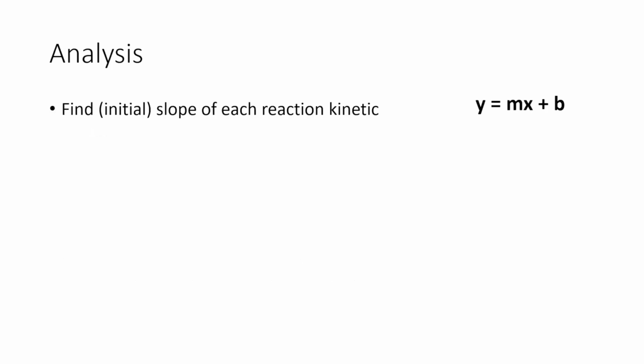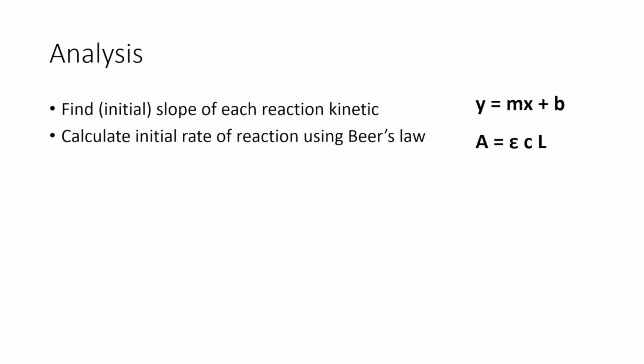So that brings us to the analysis that you're going to do after you complete this lab. So what you'll do is you'll find the slope of each reaction kinetic. For the curves that are not linear, you can just find the initial slope, that most linear portion early on in the reaction. And you can use the equation for a line to help determine the slope, which will give you the rate of each reaction.